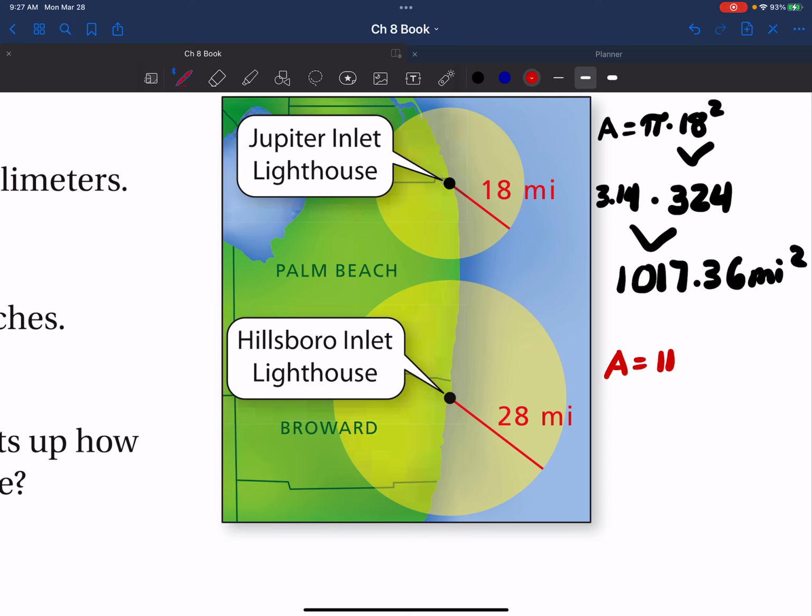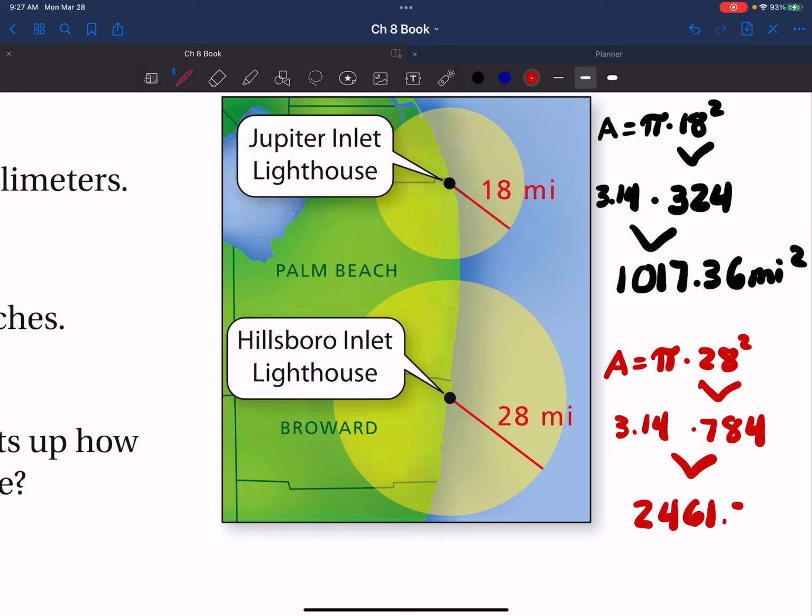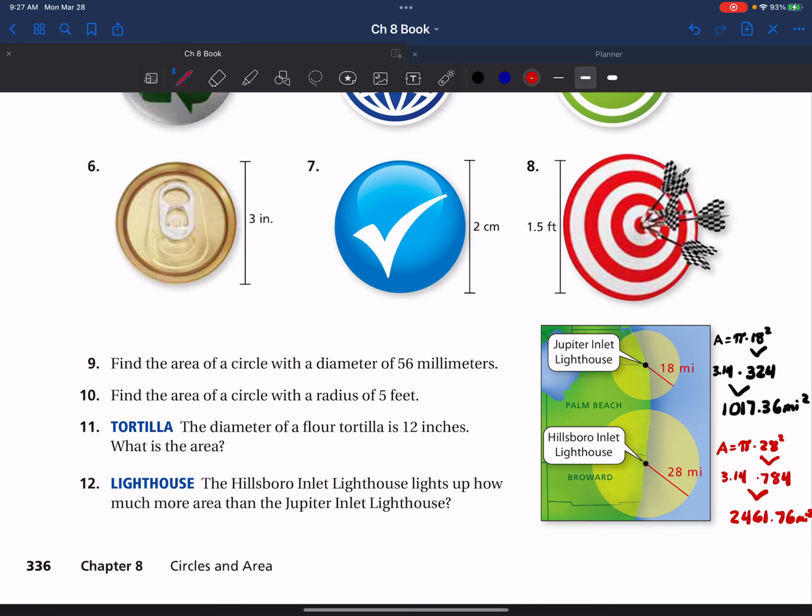Now let's go find the area of the big one, Hillsborough. Area equals pi times the radius, which is 28, squared. 28 squared is 784. That times pi is 2,461.76 miles squared. Now it's saying how much more area is the Hillsborough one than the Jupiter one.